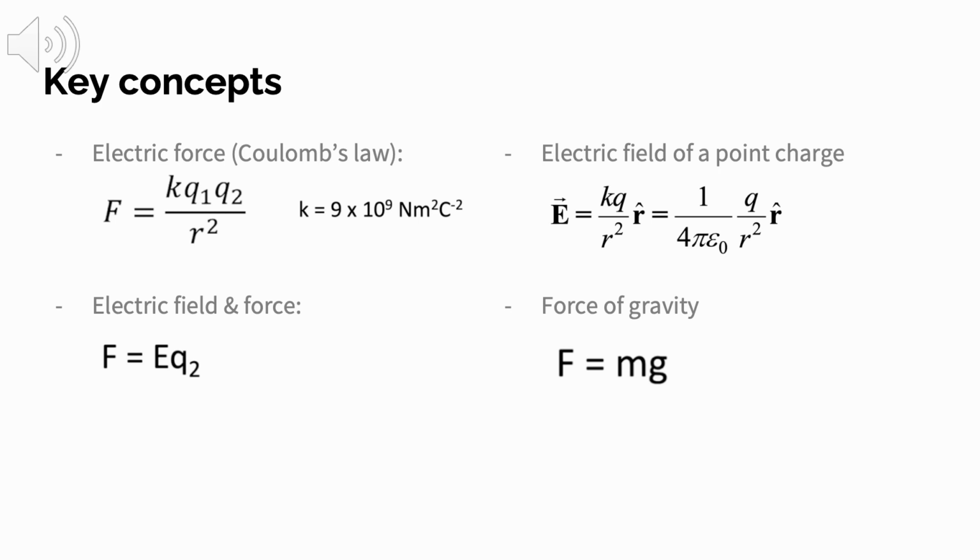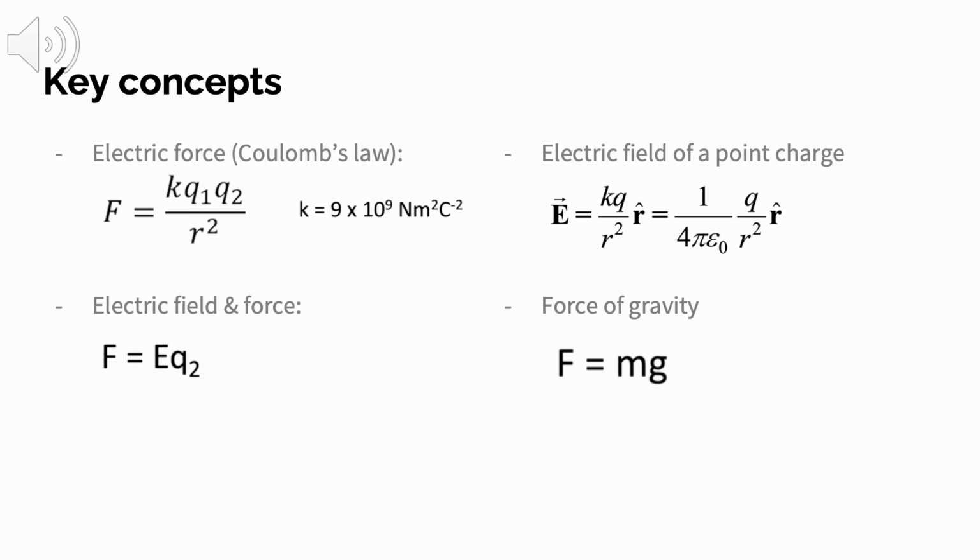Some key concepts for the lab. First, we need to know the electric force between 2-point charges, which is given to us by Coulomb's law. The force between 2-point charges is directly proportional to the product of the two charges and inversely proportional to the distance between them. The K is a Coulomb constant, which is equal to 9 times 10 raised to 9.